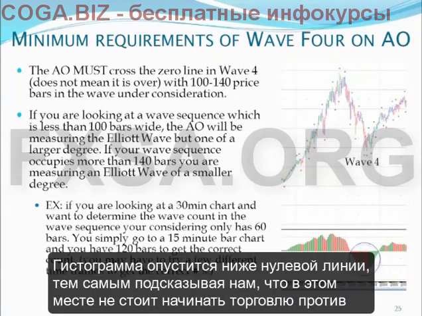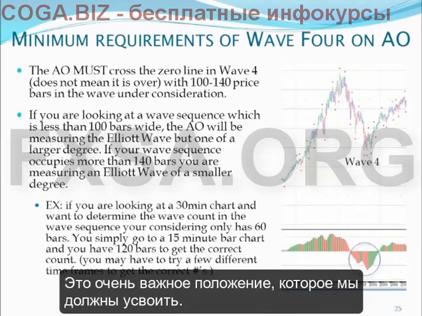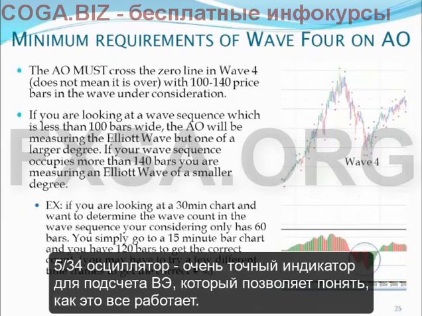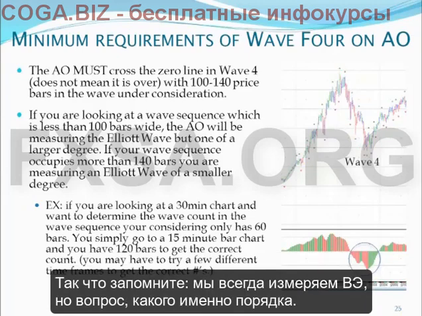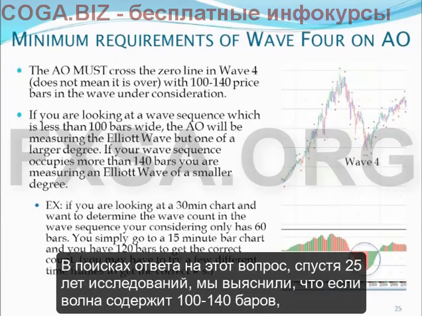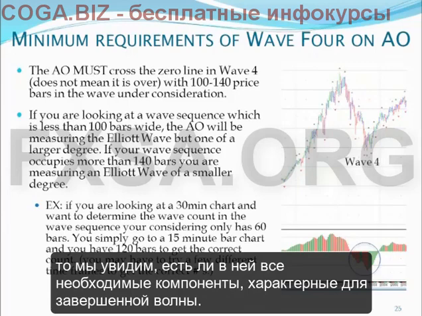The histogram will fall below the signal line, telling you that this is not a good place to initiate a trade against the trend. However, there's one very important consideration we must address here. The 534 oscillator is a very accurate indicator for the Elliott wave, providing you understand how it works. So understand we are always measuring an Elliott wave, but of what degree? That's why after 25 years of research, we found that if a wave has 100 to 140 bars, we will see if it has the components it needs to be complete.